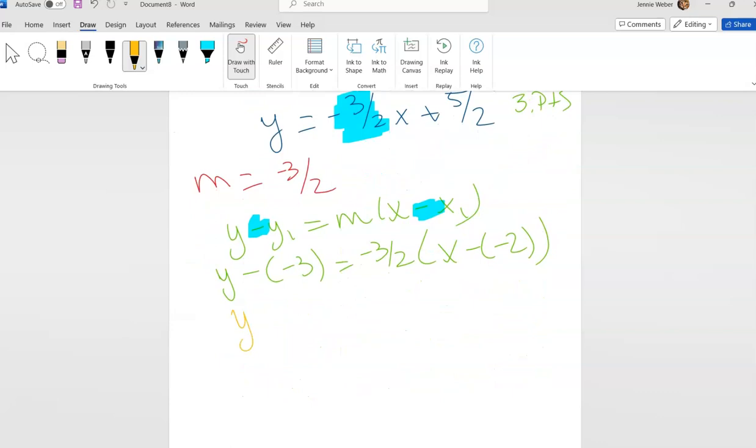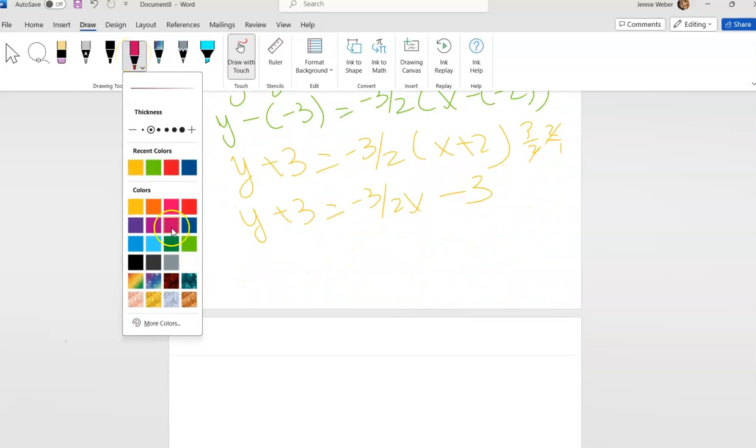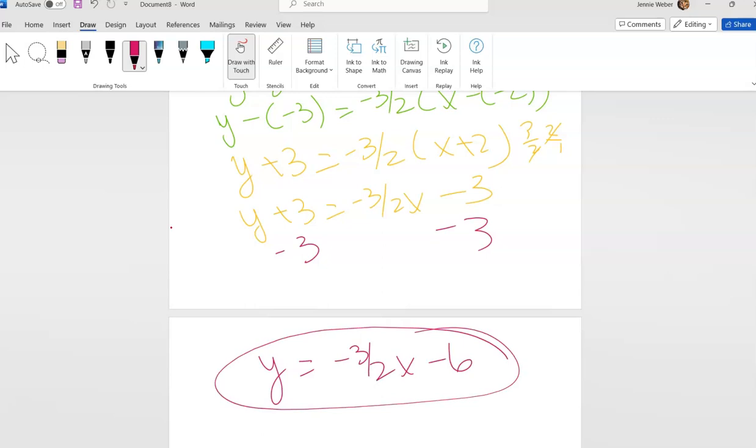Now I'm going to clean up. y plus 3 equals -3/2 times x plus 2. Okay, so those two negatives cancel out. Now I'm going to distribute. -3/2 x minus 3, right? Because 3/2 times 2, 3/2 times 2/1, those cancel. I'm left with 3. Well, that was nice of it. Then my final step, I'm going to subtract 3 from both sides. So y equals -3/2 x minus 6. This is my equation. I could easily graph this now if I wanted.